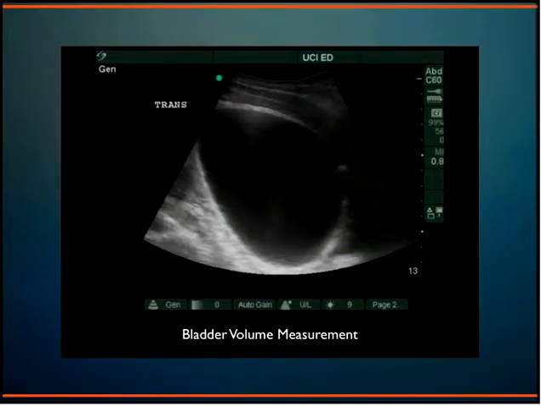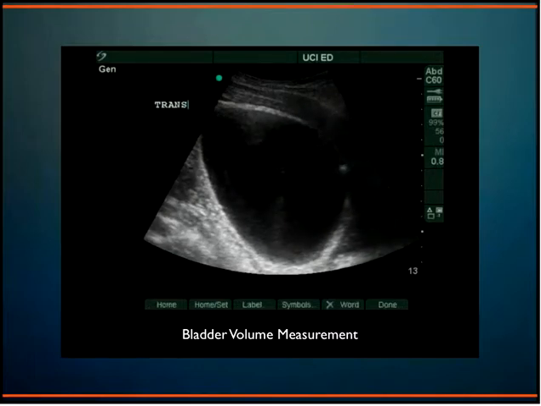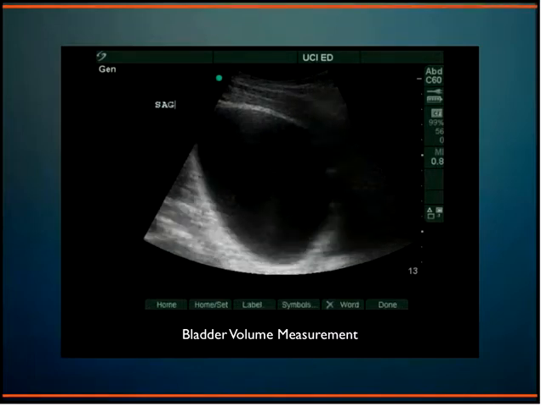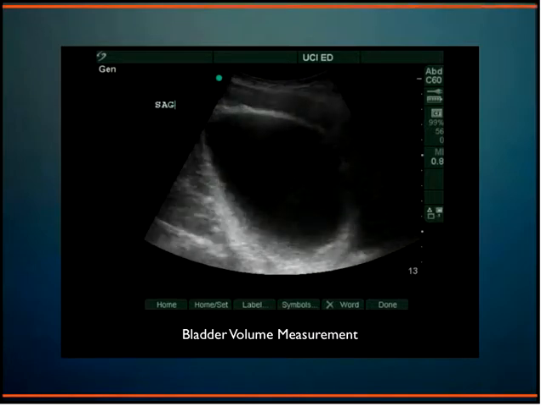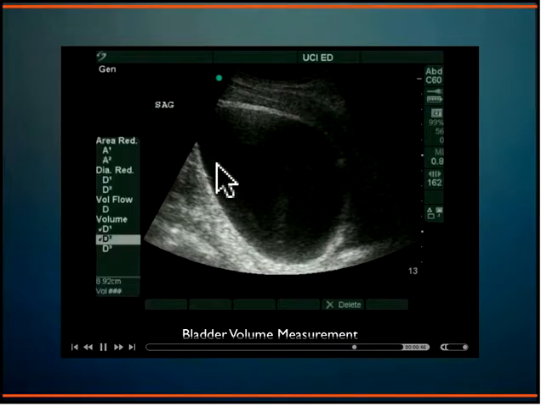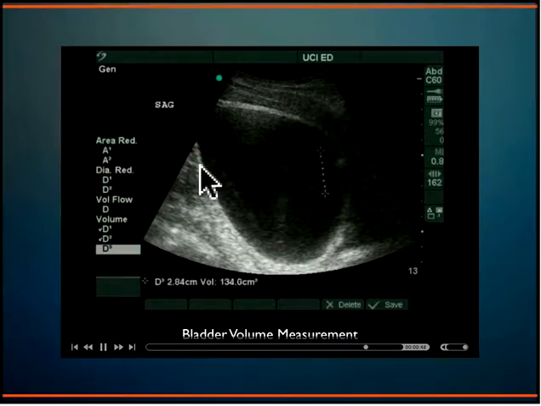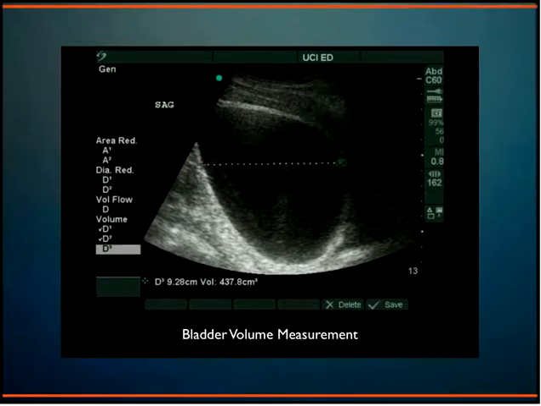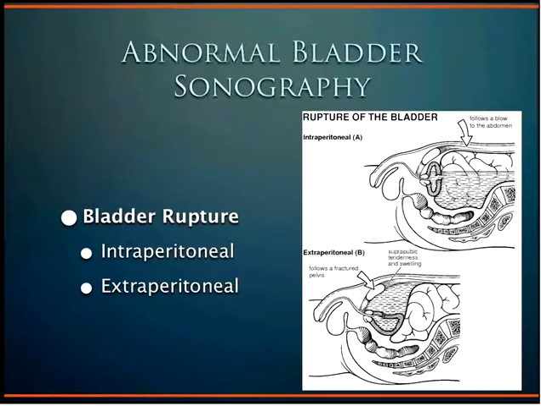Then we unfreeze the machine and aim the indicator towards the patient's head into a sagittal plane, and now we're going to measure the length of the bladder. And the location with which we see the longest possible length of the bladder, we're going to measure from the superior aspect of the bladder over to the inferior aspect of the bladder. That is the length of the bladder, and that will give us, in this case, 437.8 cubic centimeters of bladder volume.